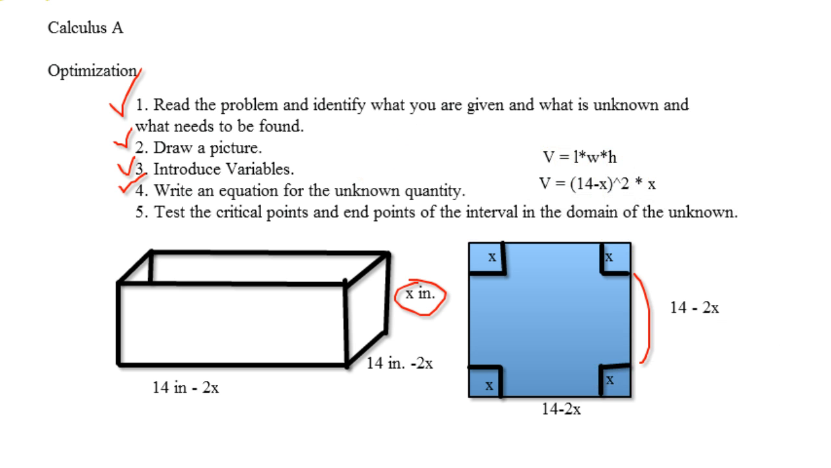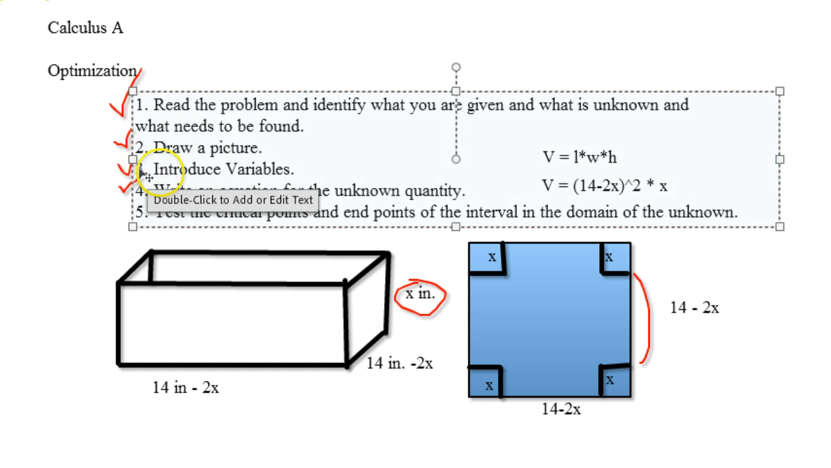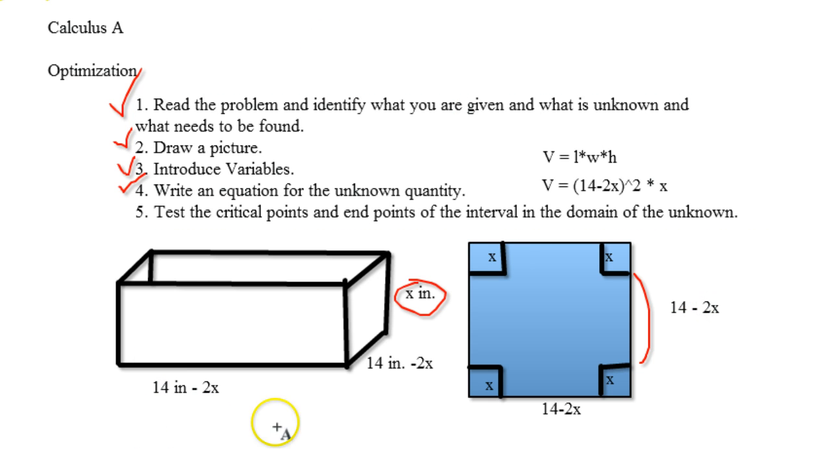Now we know that length times width times height is actually going to be the problem. So if we plug in everything, we should be able to find the next part after we introduce the variables, which we did. We're going to write an equation for the unknown. When we plug in everything, this is a pretty straightforward problem. Volume equals 196x minus 56x squared plus 4x to the third. And remember, I'm distributing the x as soon as I do it.